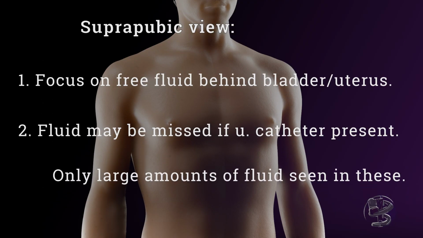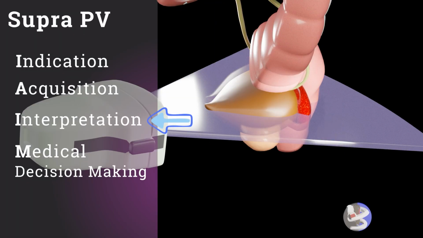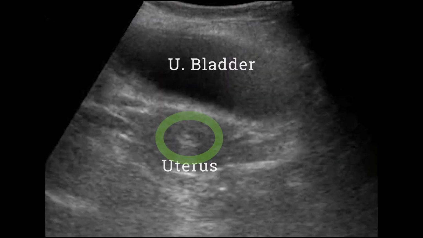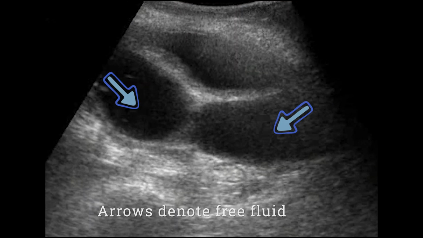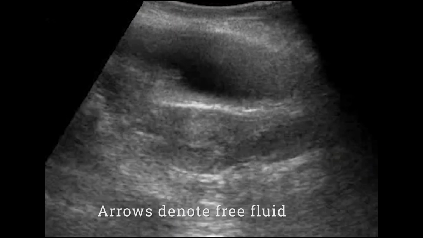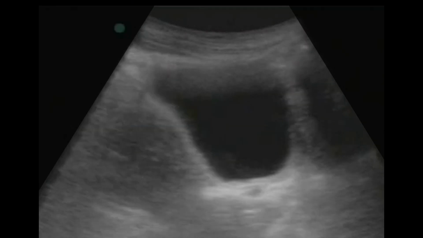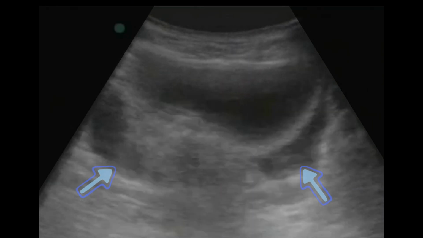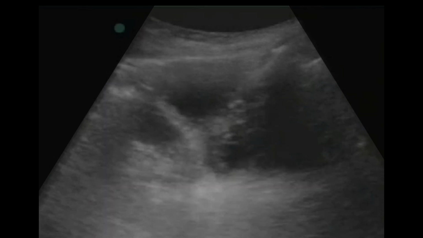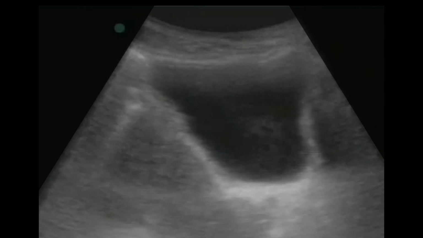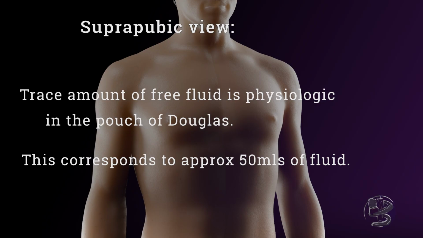It is not surprising then that the detection of free fluid in the pelvis is aided by the presence of a fluid-filled bladder. When free fluid is present, an anechoic collection is most frequently located posterior or superior to the bladder and or uterus. Here is an example of a patient with a positive suprapubic exam. A trace amount of free fluid can be normal in the pouch of Douglas, depending on the female's menstrual cycle and corresponds to less than 50 mL, which is physiologic.